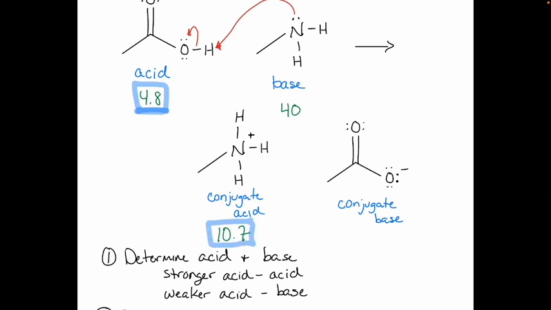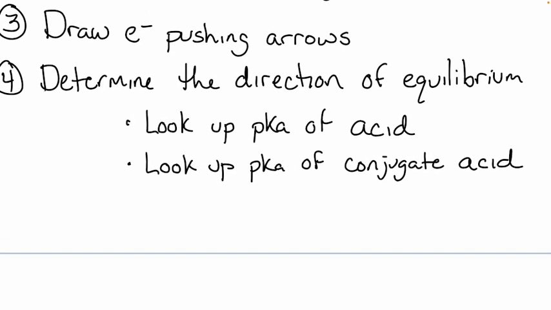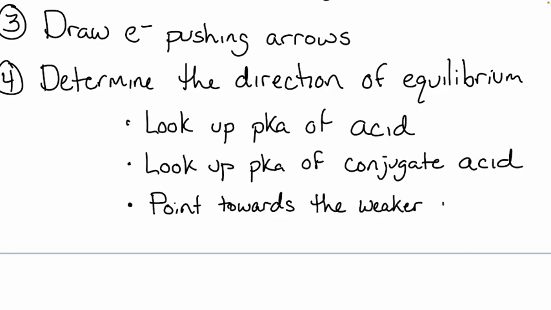Which one is the stronger of the two? Our acid or our conjugate acid? The acid. So the acid is going to drive the reaction in the other direction. So this is indeed a reaction that will proceed in this forward direction here. So we look up the pKa of our acid, look up the pKa of our conjugate acid. This reaction will point towards the weaker acid. The stronger acid drives it towards the weaker acid. So this is indeed a reaction that can favor the product side.